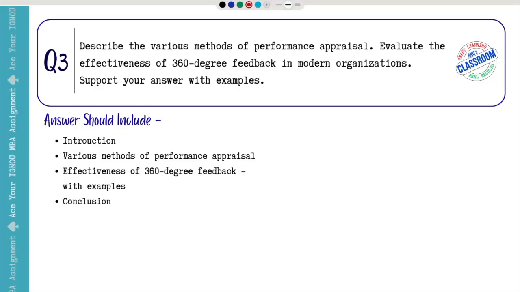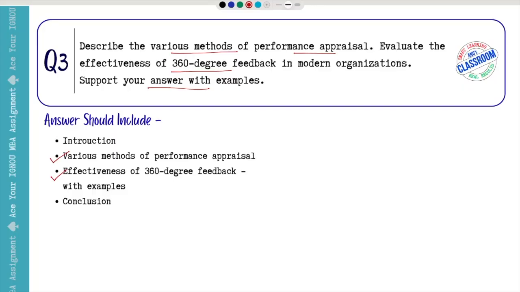The third question of MMPC-2's assignment asks us to describe the various methods of performance appraisal, evaluate the effectiveness of 360-degree feedback in modern organizations, and support our answer with examples. So, we can break this question into two main parts, excluding the introduction and conclusion. The first part is various methods of performance appraisal, and the second part is the effectiveness of 360-degree feedback, which we have to support using examples.